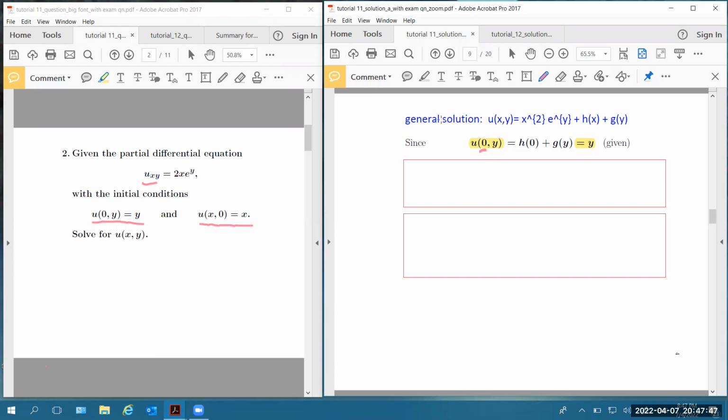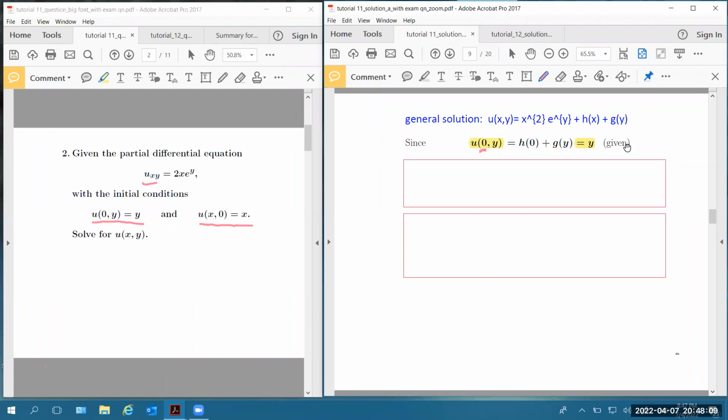So I'm going to substitute x as 0 in the general solution. Of course, the first term will just give you 0. The second term will give you h(0). Then your g(y), of course, is still g(y). So here, your u(0,y) equals this, but this is equal to y. That is the given one.